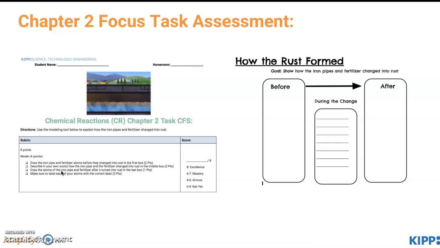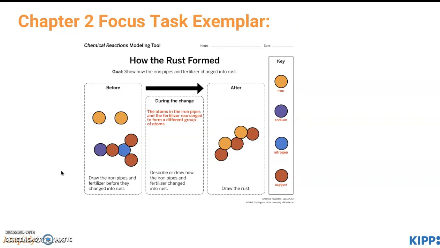Students use the modeling tool on Amplify to model how the iron pipes and fertilizer changed into rust. Pause the video now to complete the Chapter 2 focus task. Here is the exemplar response.